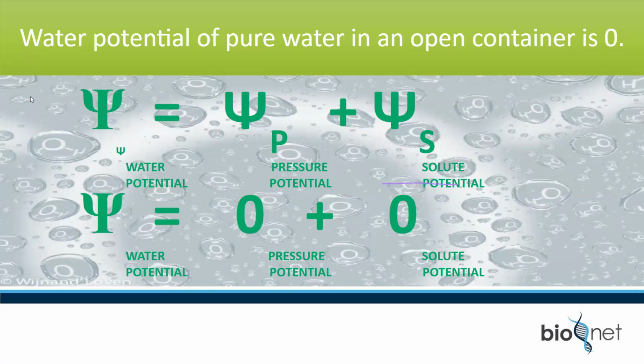One big concept that's important to understand, and we'll understand the why later, but for now, just bear with me, is that the water potential of pure water in an open container is equal to zero. So pure water is given the zero because one, if you're in an open container, there is no pressure that can build up. And pure water, there's no solute in it. So that has to be equal to zero as well. And so the pure water is given zero. And we'll understand the significance of that in a moment.